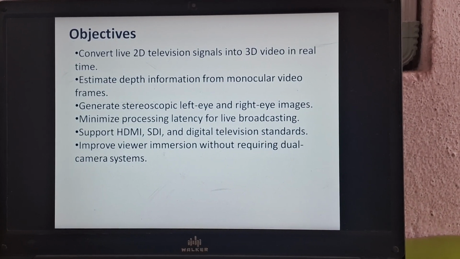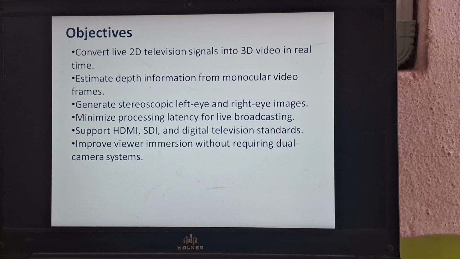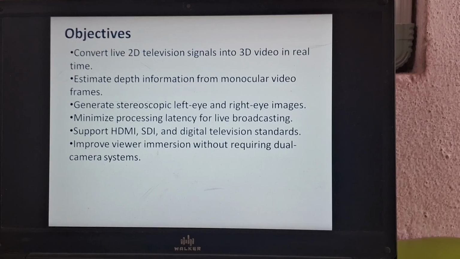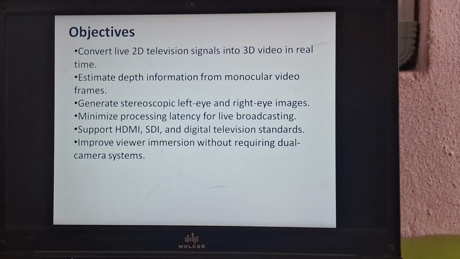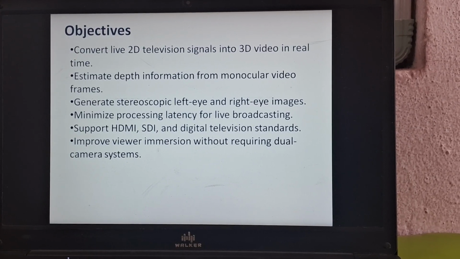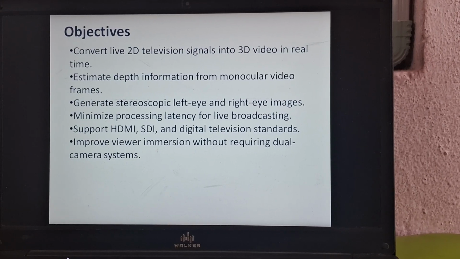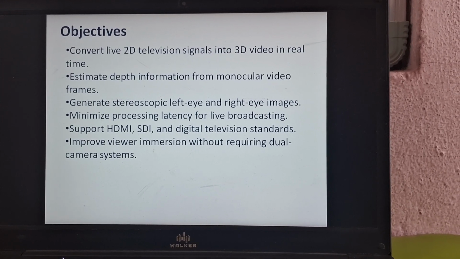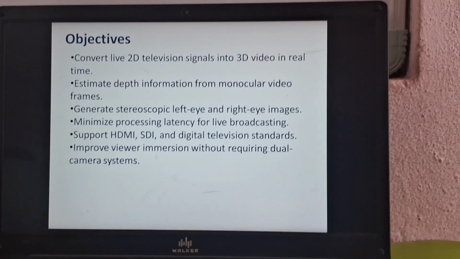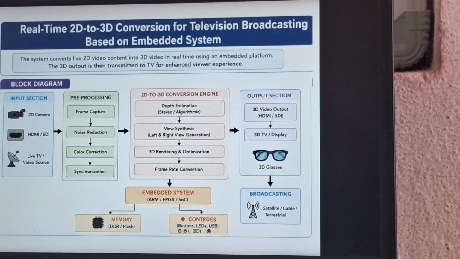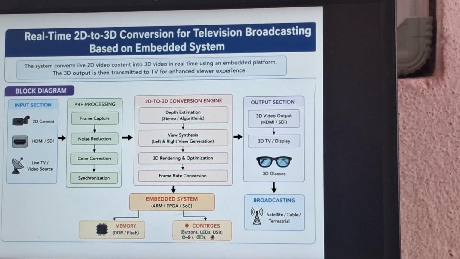I will explain. The main objectives are to convert a live two-dimensional signal into three-dimensional video in real time, estimate the depth information from monocular video frames, generate stereoscopic left eye and right eye images, minimize processing latency for live broadcasting, support HDMI, SDI and digital television standards, and improve viewer immersion. Then the system hardware, and finally the video is stored in the memory.